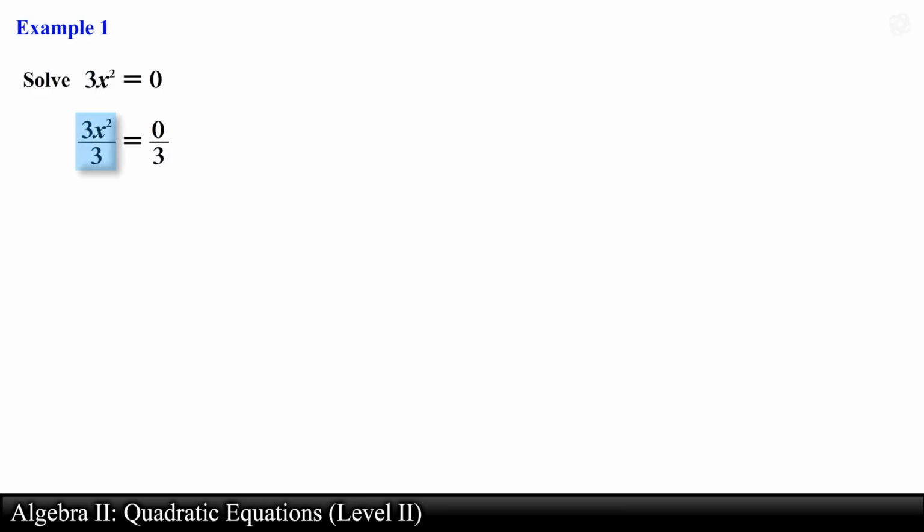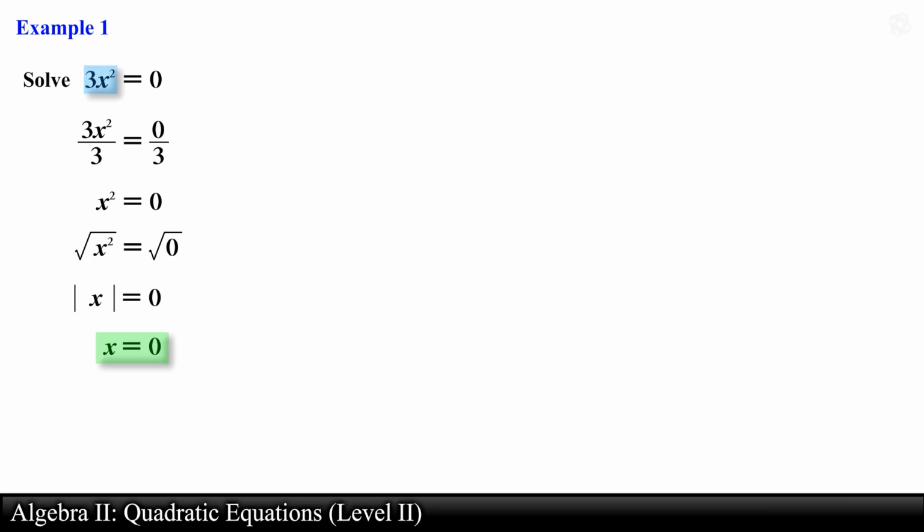3 over 3 reduces to 1, and 0 divided by 3 reduces to 0. Next step is to get rid of the power. So we take the square root of both sides. The square root of x squared is equal to the absolute value of x, and the square root of 0 is equal to 0. So now we ask ourselves, when does the absolute value of x equal 0? Well, this occurs when x equals 0, and this is our final answer.